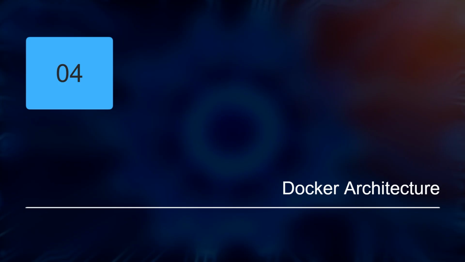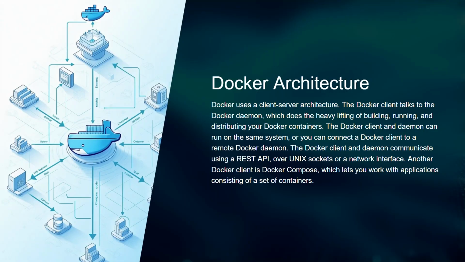Alright. So now is the good part, which is Docker architecture, which we will focus more on in this session. So what is Docker architecture and how does this work? Docker uses a client and server architecture. The Docker client talks to the Docker daemon, which does the heavy lifting of building, running and distributing your Docker containers. I'll show you one diagram, in which I can explain it in a better way.